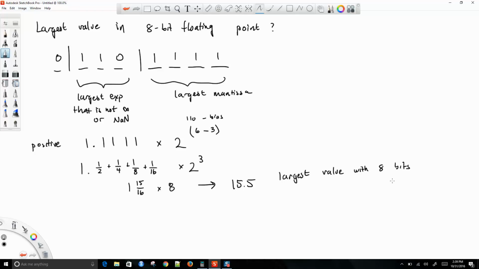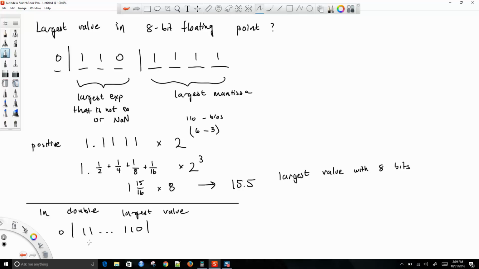And so in double precision, the largest value would be 0, and then you have 11 bits here, and then 52 bits that are all 1s.